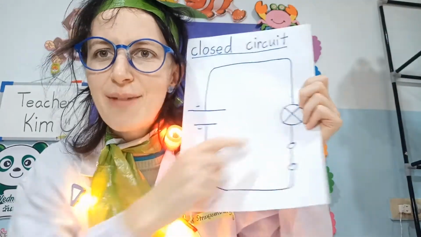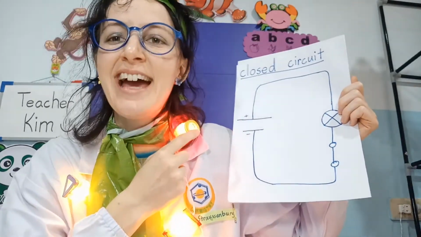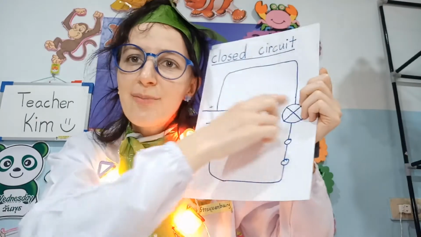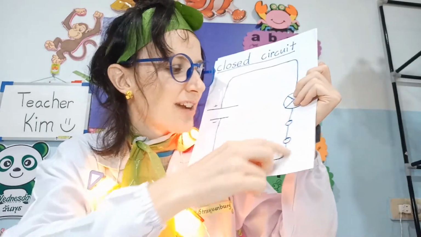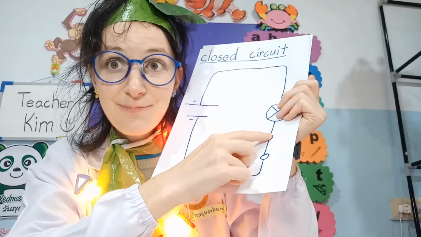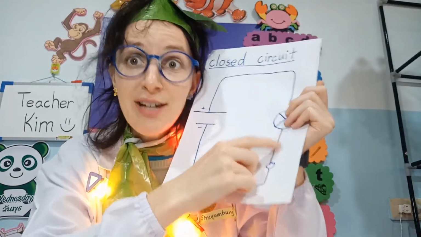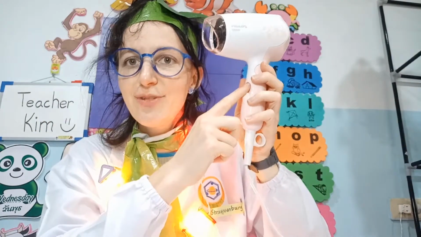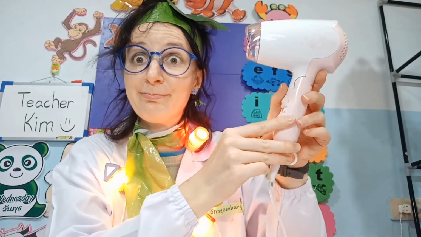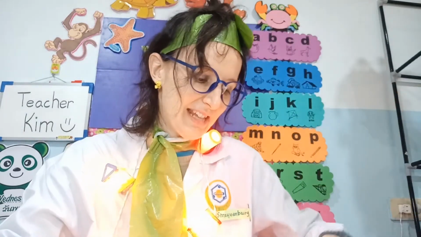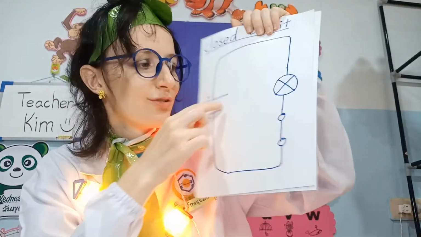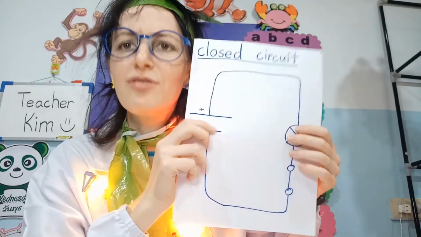What type of appliance am I operating here? What is this symbol? Yes, it is light energy. So in this case, it is a light bulb or some other source of light, and then it travels along to this. What is this? This is the switch. For example, my hair dryer has a switch that I can use to turn it on and off. And then on my closed circuit, the electricity travels back to the power source. So this is a closed circuit.